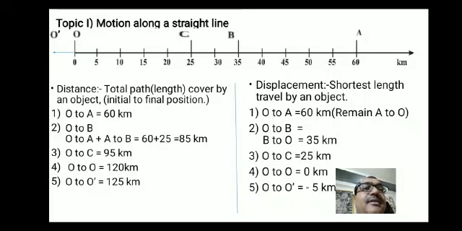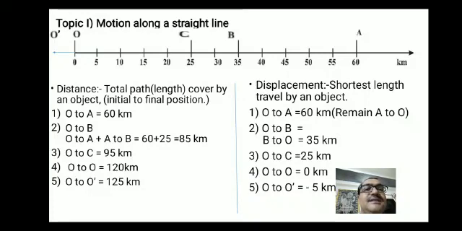Then a car travels and goes to the A position, which is denoted with 60 kilometer. Then it comes back to the B position, then it comes back to the C position, and then again it comes back to the O position. That way we can understand this straight line. In this topic 1, motion along a straight line, we can understand two concepts. First one is distance and second one is displacement.